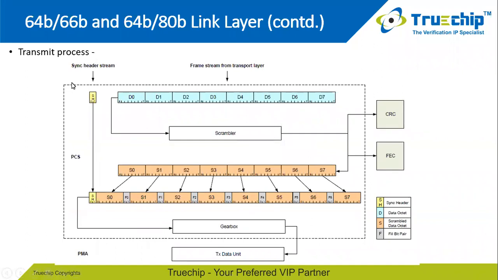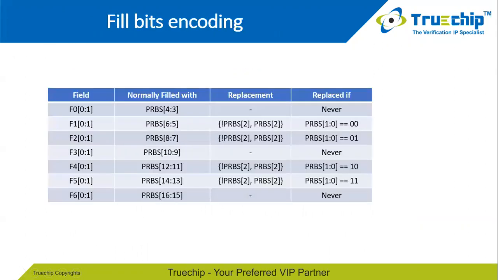So here we are going to discuss about the transmit process for the above mentioned link layers. At a time, 8 octets from the transport layer are scrambled and CRC or FEC parity bits are calculated. We will discuss about the CRC and FEC in the upcoming slides. The sync headers and the fill bits for the case of 64-bit 80-bit link layer are then added to the scrambled data and sent to the physical layer. The fill bits can be calculated using the 17-bit PRBS sequence as shown.